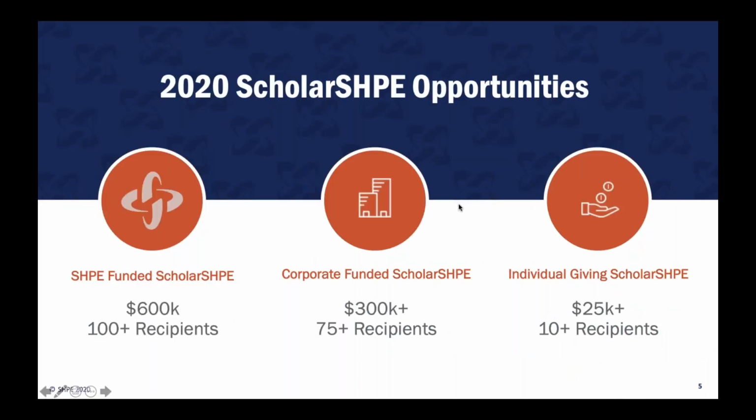So our scholarships are funded by 3 types of sources. We have those that are funded by SHPE directly that account for over 100 awards and over $600,000. Those that are funded by our corporate partners, that this year will account for over 75 recipients and over $300,000. And we also have those funded by individual donors that account for over 10 recipients and over $25,000.